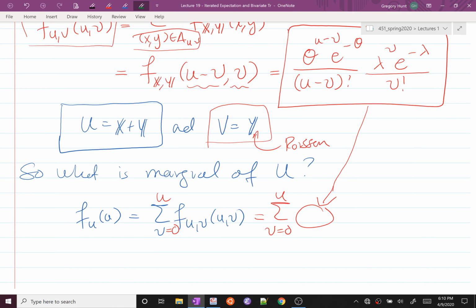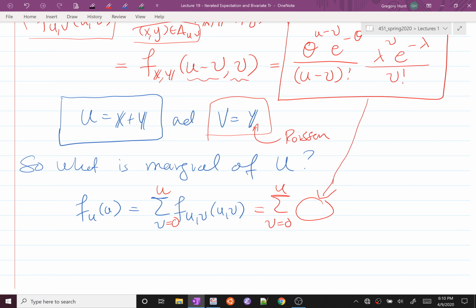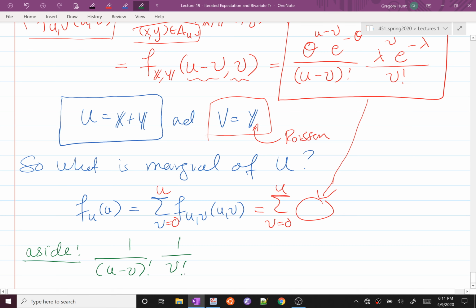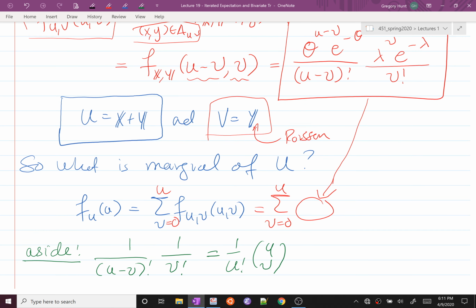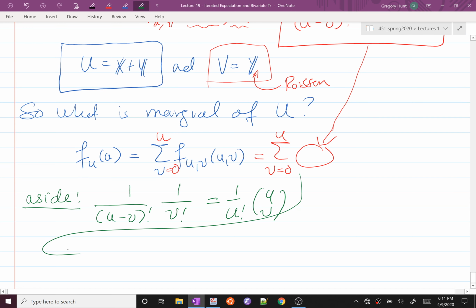Now it's a bit of a nasty sum, so first, just as an aside to simplify things, we have 1 over u minus v factorial times 1 over v factorial. This is equivalent to 1 over u factorial times u choose v. If I just move my u factorial to the other side, that's exactly u choose v. And so let's continue this sum down here.